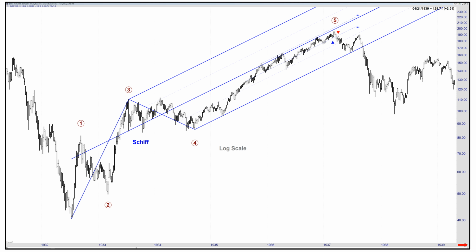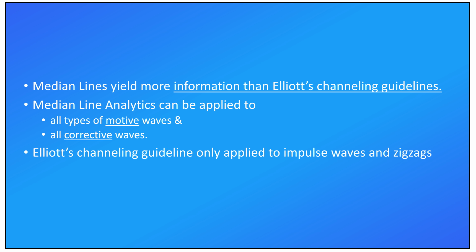Now, in addition to applying median lines to monitor price behavior, I also apply median lines to monitor momentum behavior, and that's quite unusual. You don't see much of this in the market, but it's incredibly important when you learn to read the signals. So by now I'm sure you can see that median line analytics yields much more information than Elliott's channeling guidelines, and I'm not criticizing those channeling guidelines. They serve a very good purpose, but median line analytics can be applied to all types of motive waves and all corrective waves, whereas Elliott's channeling guideline can only be applied to impulse waves and to zigzags.